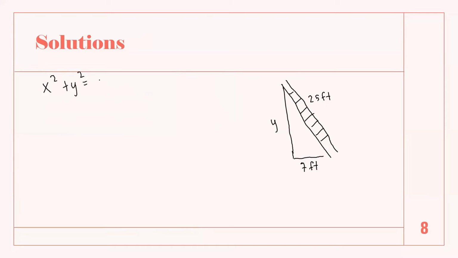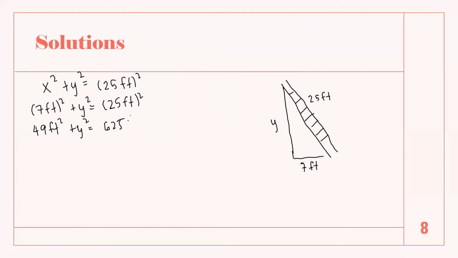So yung hypotenuse natin is 25 feet. Okay? So we're going to substitute based on this figure. So our x is 7 feet squared plus y squared, then 25 feet squared. Okay, so we're going to find the square of each value. So it will become 49 feet squared plus y squared equals 625 feet squared. So we're going to solve for y squared. So 625 minus 49 is 576 feet squared.